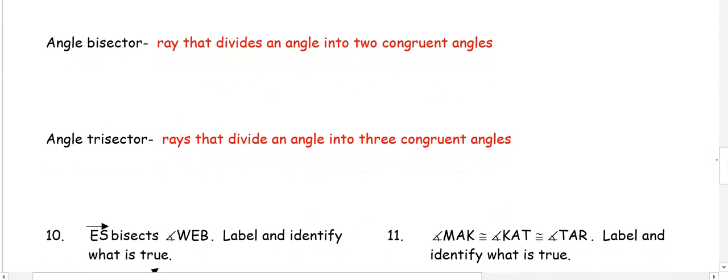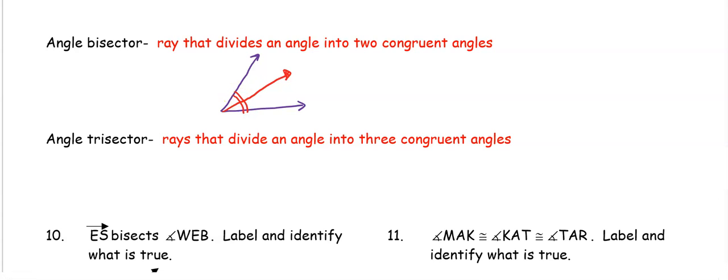Two more vocab terms then. An angle bisector. So an angle bisector is a ray that divides an angle into two congruent angles. So if we have an angle here, our ray is going to go in the middle of our angle and bisect into two congruent parts.